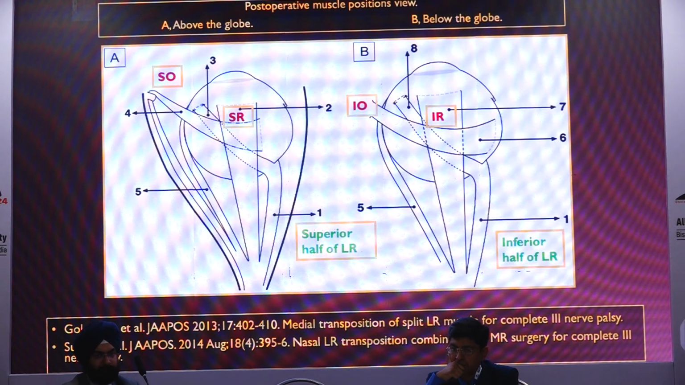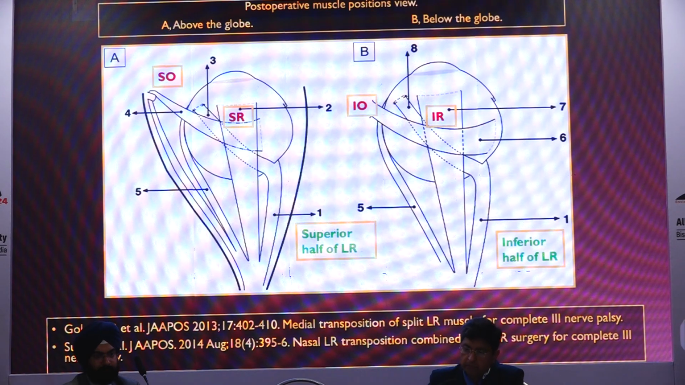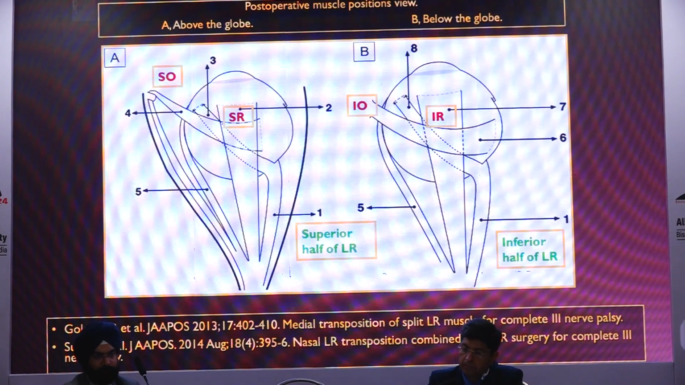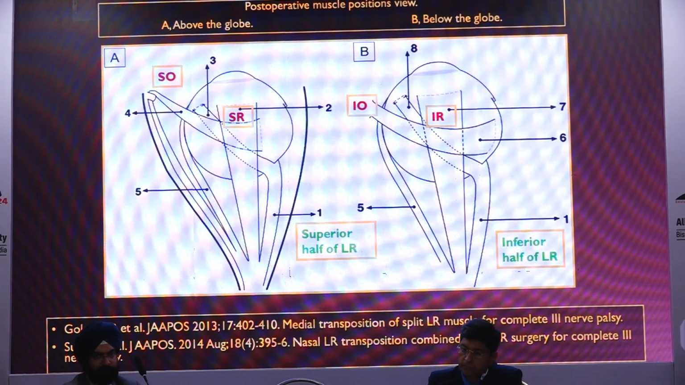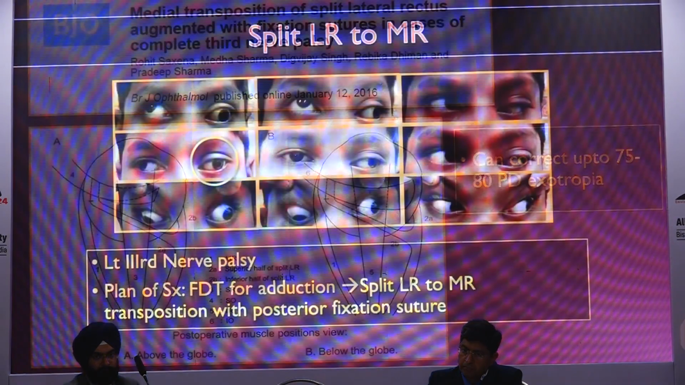This was described by Gokhale et al., and in the original paper they were able to achieve a correction of 55 to 60 prism diopters of exotropia, but it was prone to undercorrection. So Saxena et al., Professor Saxena, augmented it with a posterior fixation suture, and a correction of 75 to 80 prism diopters could be achieved.